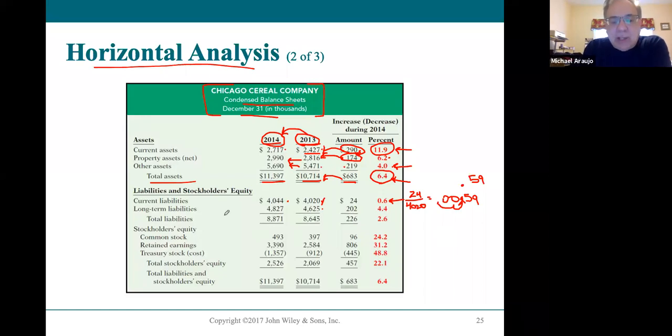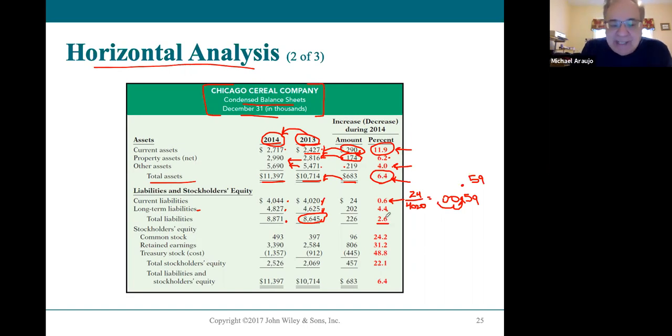Okay. All right, so for the long-term liabilities here, we had a base of 4625. We had that increase to 4827. That's an increase of 202. Take the increase of 202, divide it over the base of 4625. That's a 4.4% increase from year to year. And when you look at total liabilities, it went up by 226. Divide that into the base of 8645, and liabilities went up in total 2.6% from 1 year to the next.